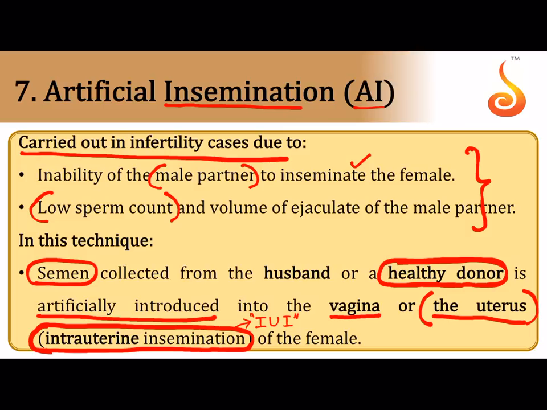Insemination means introduction of the semen, deposition of the semen into the female reproductive tract. But here it is not happening during sexual intercourse or coitus, it is being done artificially. That's why it is called artificial insemination. Where is it artificially introduced? Either into the vagina or into the uterus of the woman. Clear?